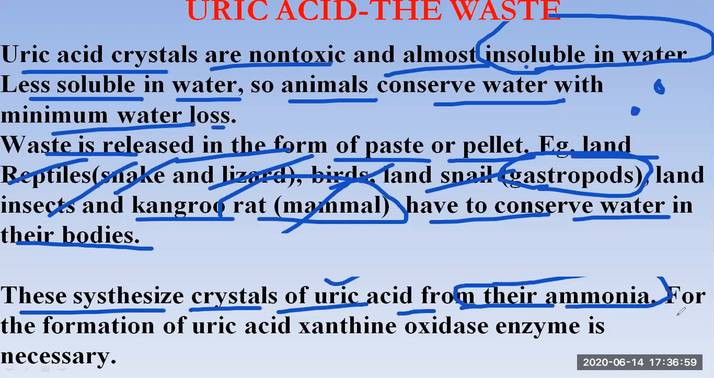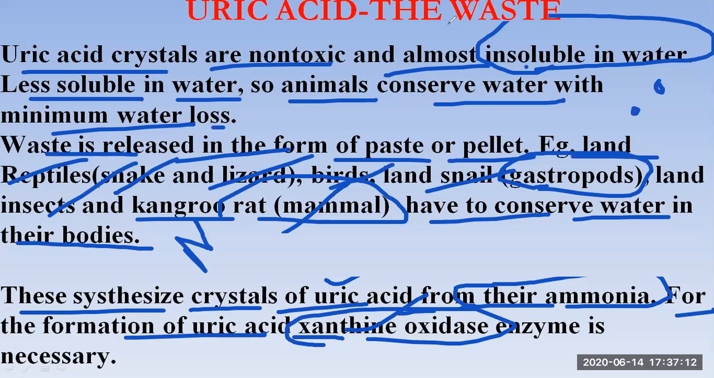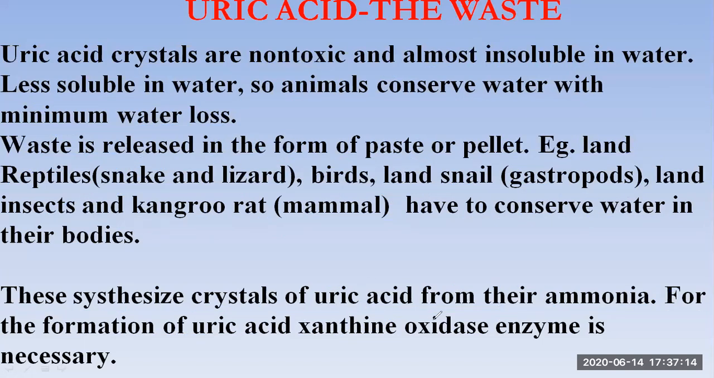ammonia is converted into uric acid crystals. And for the formation of uric acid, xanthine oxidase is very important, for the formation of uric acid crystal from ammonia. So one enzyme is necessary, which is known as xanthine oxidase. Xanthine oxidase enzyme is necessary for conversion of ammonia into uric acid. So this is a very important step.